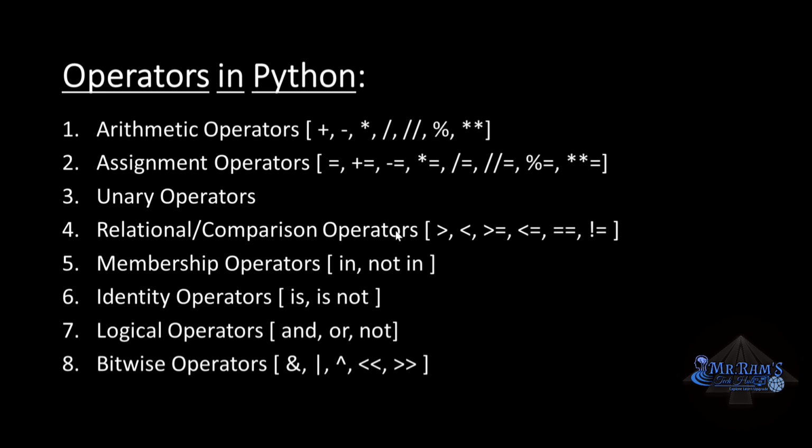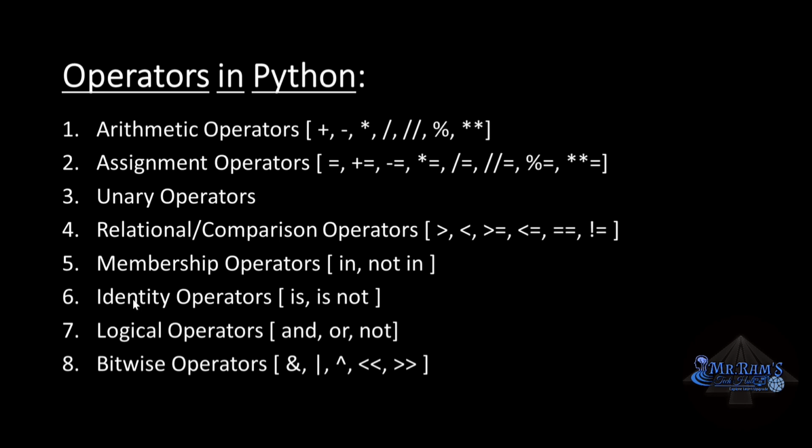These are used to compare values. To compare two values or two variables, we use these comparison operators, like greater than, less than, and we are going to see this. And membership operators, where we find whether something is a member of a sequence or not. By using sequence data types, we can check whether it is present in that sequence or not.